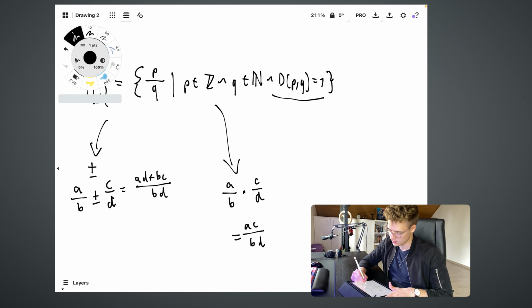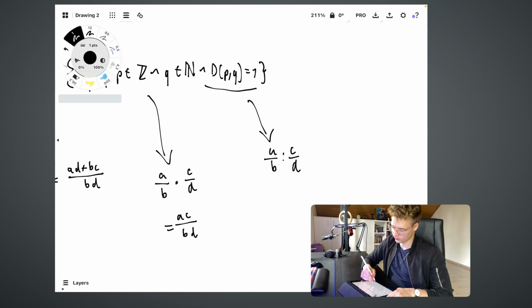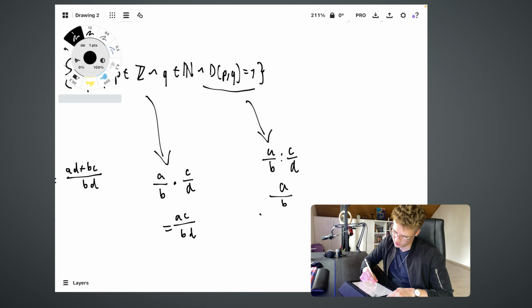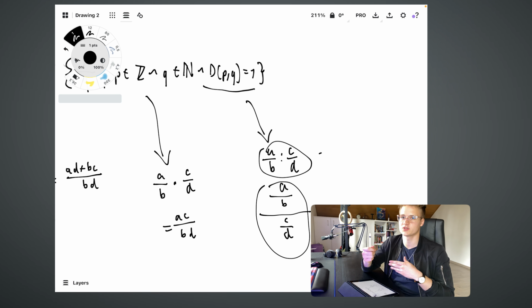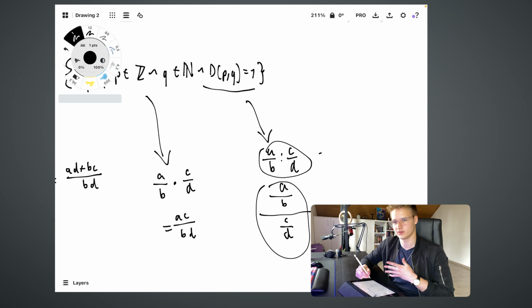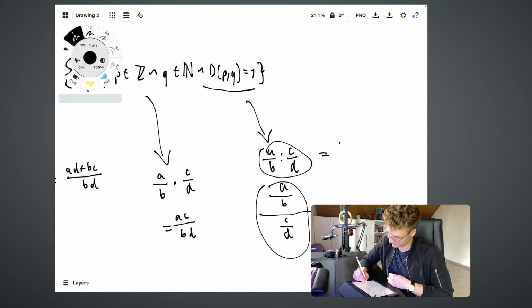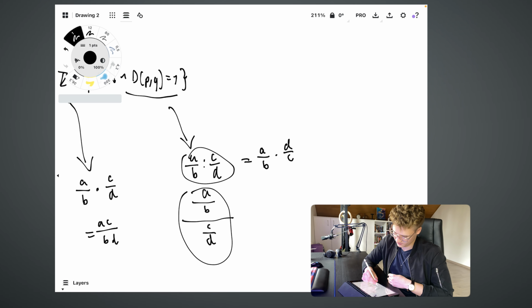And then we also have division, so a/b divided by c/d, or we can also write it as a/b over c/d like this. These two are equivalent because division and the fraction sign both mean division. This equals a/b times d/c, and this is equal to ad/bc. And the same thing goes here, ad/bc.